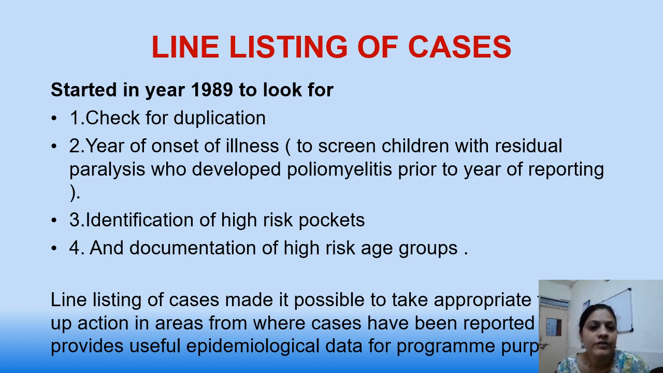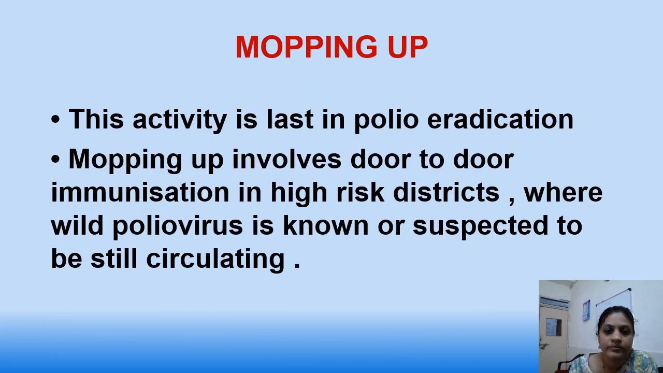So the line listing of cases started in the year 1989 to look for duplication, year of onset of illness, to screen the children with residual paralysis who developed poliomyelitis prior to the year of reporting, identification of high risk pockets and documentation of high risk age groups. Line listing of cases made it possible to take appropriate actions in areas from where cases have been reported, providing useful epidemiological data for program purpose.